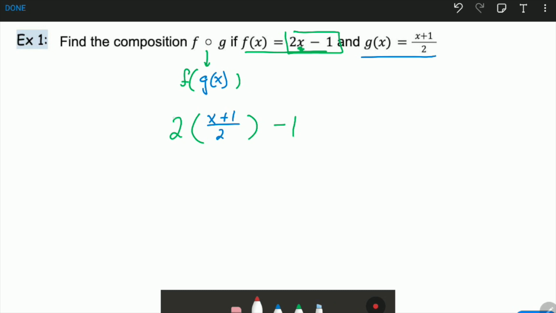Normally, we would try to distribute the 2 on the outside through. However, there's only one term, and on that term there is a 2 on the bottom of the fraction, so the 2's will cancel out, leaving us with x plus 1. My minus 1 comes down. Then if I combine like terms, it'll cancel out, leaving me with x. So the composition of f with g is just equal to x.